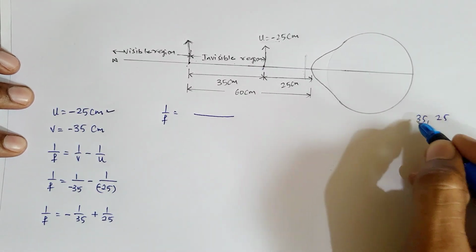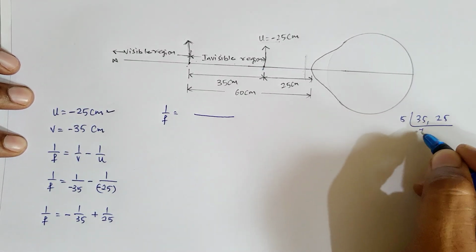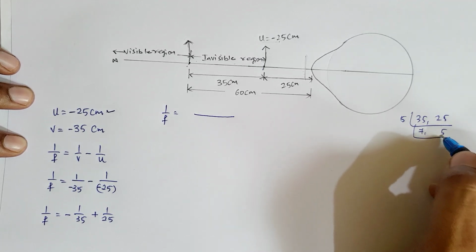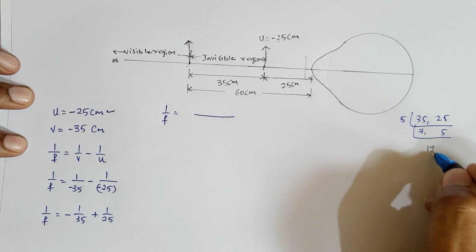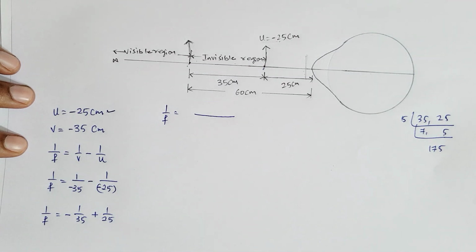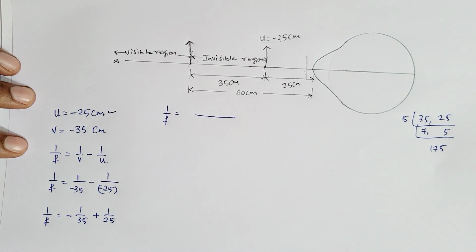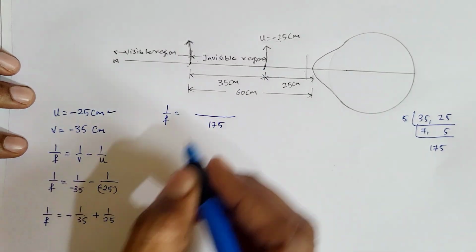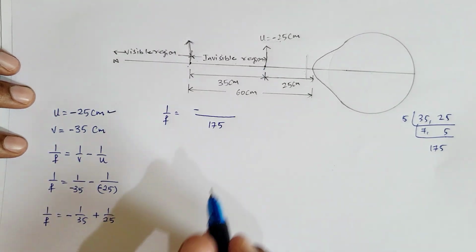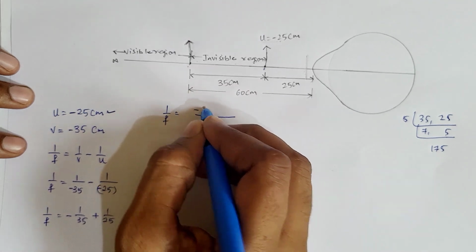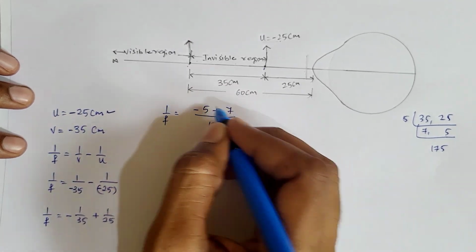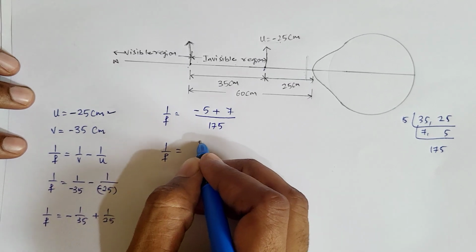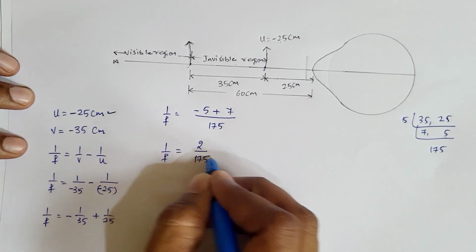35, 25. 5 7 is 35, 5 5 is 25. So 5 5 25, 25 7 is 175, which is going to be the LCM. Okay. So LCM is going to be 175, minus 35, 5 is 25, 7 is 7 minus 5, 7 minus 5 is 2. 2 divided by 175.